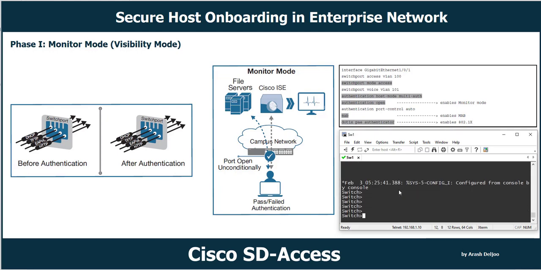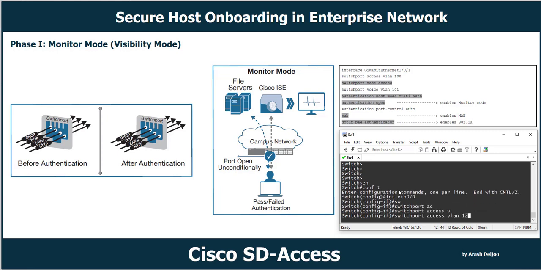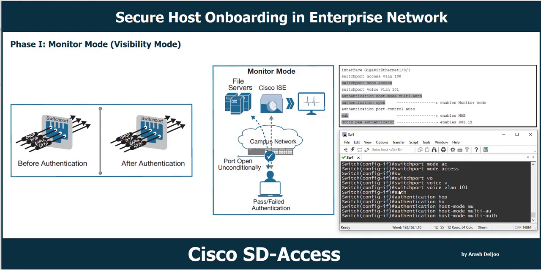Let me configure one port, for example, Ethernet 0/0. The first command is switchport access VLAN 100, for example, and also switchport mode access, and also switchport voice VLAN 101. You know that we use multi-authentication host mode. Because of that, the command is authentication host-mode and then multi-auth. After that, authentication open. This is the command necessary for monitor mode. And after that, authentication port-control auto.